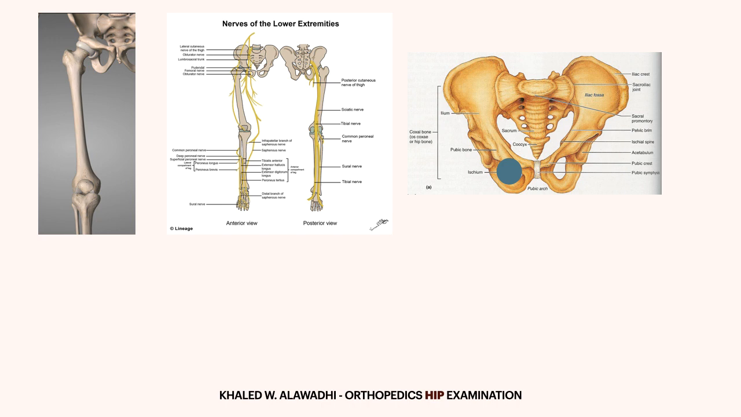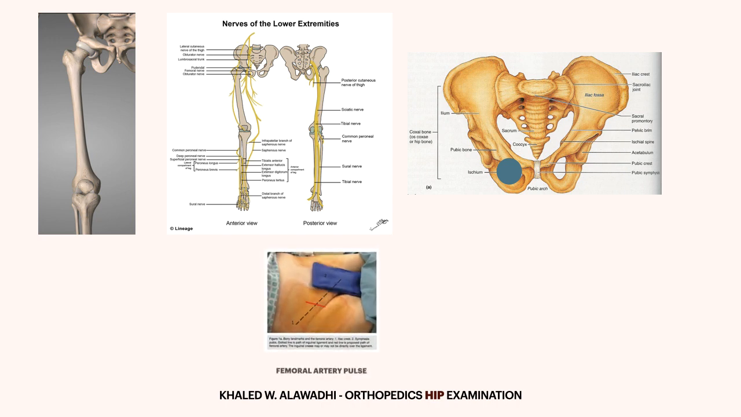Again, the obturator foramen, since location, it will innervate the adductors. It will do hip adduction. This is for the femoral artery pulse. Again, it's a mid-inguinal point between the anterior superior iliac spine and the pubic symphysis.